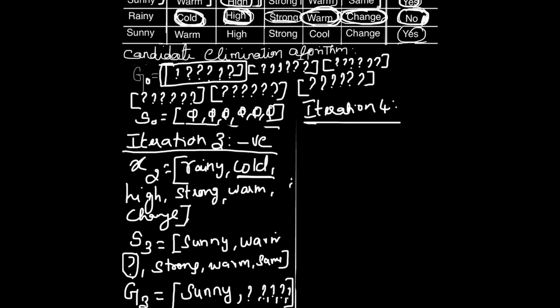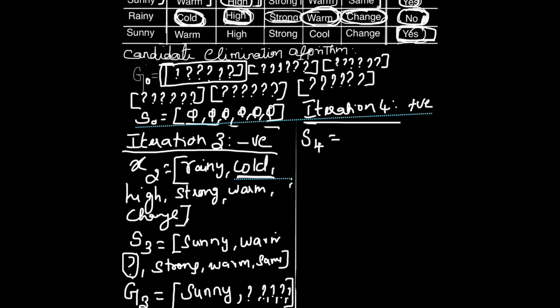So it is inconsistent, right? If it consists of a question mark, you should not include that attribute in the generic hypothesis. So we have excluded all question marks and inconsistent data. Now in iteration 4, we have to check with the outcome. The outcome is S, so it is positive.